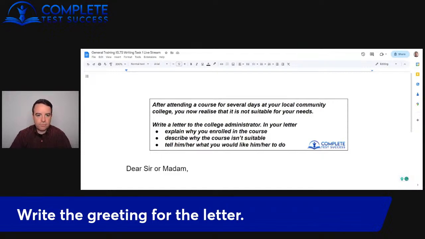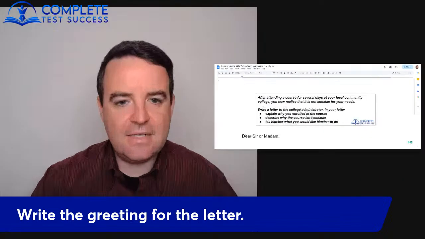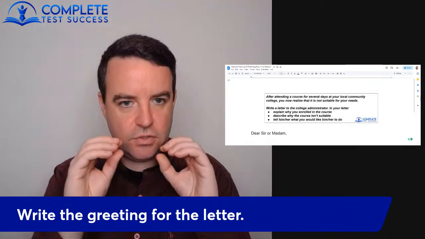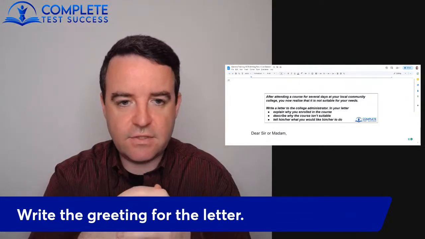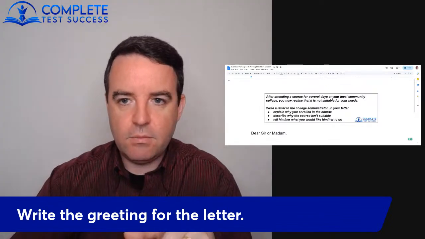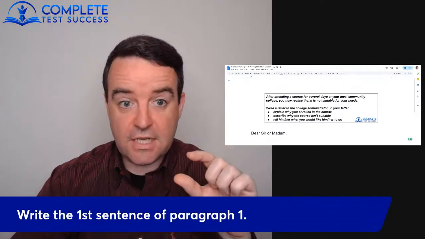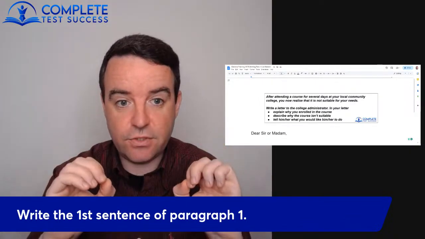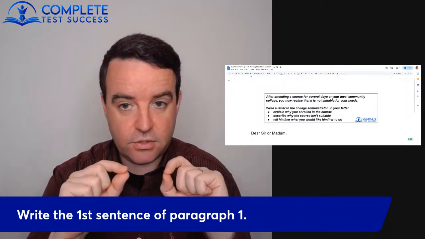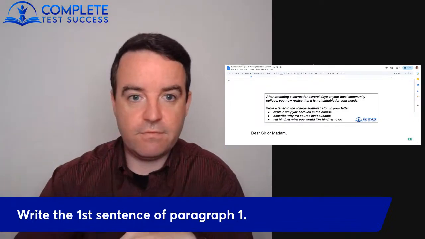Now, after that, we need to respond to the first prompt. So the first prompt says, explain why you enrolled in the course. And that is what we will focus on in paragraph 1. Now, a lot of candidates, instead of responding directly, talk more generally. They'll talk about their lives or their backgrounds or something like that. But what I want to do in the first sentence of paragraph 1 is to respond directly to the prompt. So the prompt has asked you to do something. Do it in the very first sentence.